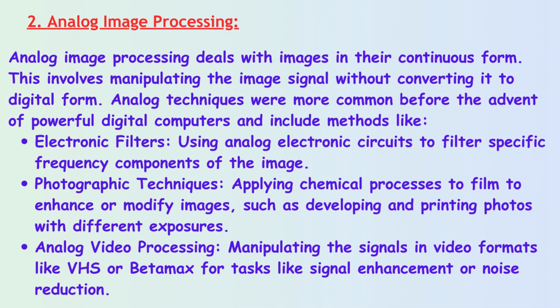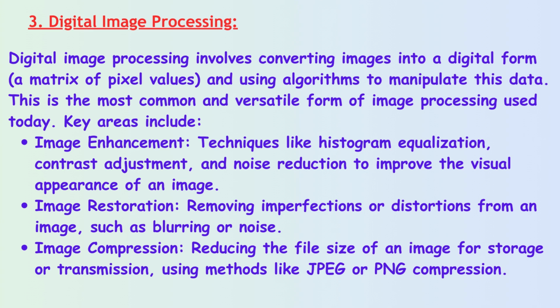Photographic techniques, applying chemical processes to film to enhance or modify images, such as developing and printing photos with different exposures. Analog video processing, manipulating the signals in video formats like VHS or Betamax for tasks like signal enhancement or noise reduction. The third one is digital image processing.